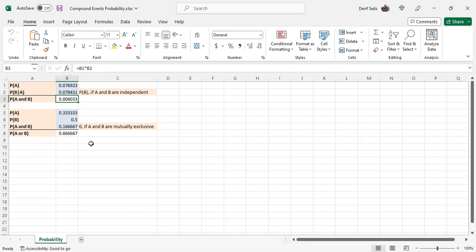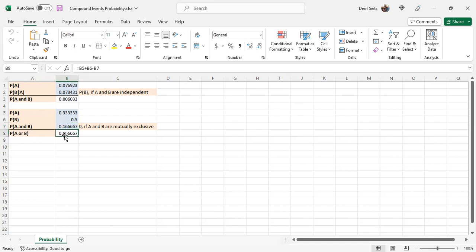The next situation is where one event or the other event occurs, probability of A or B. To calculate this, you need the probability of A, the probability of B, and the probability of their intersection, the probability that A and B both occur, that there's an intersection. If they're mutually exclusive events, then they have no intersection, and this probability will be 0.